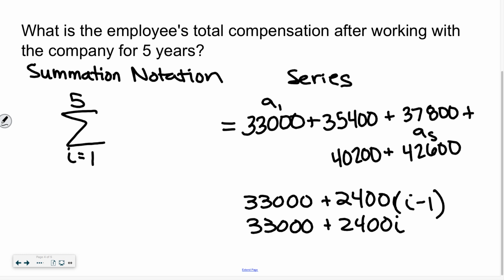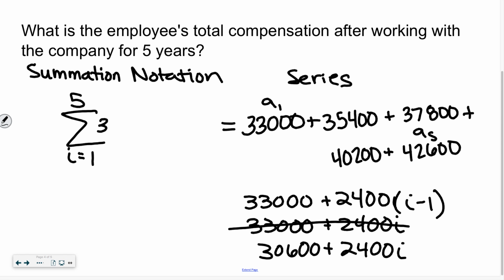Did any groups do that? Subtract your raise from 33,000. So what was that? Minus 2,400. So 30,600 plus 2,400 I. That's like if we use Aiden's formula and we distribute the 2,400 and then combine the like terms. This is like my A sub 0 in an arithmetic sequence. So either one of those is fine. I'll use Aiden's: 33,000 plus 2,400 times I minus 1.